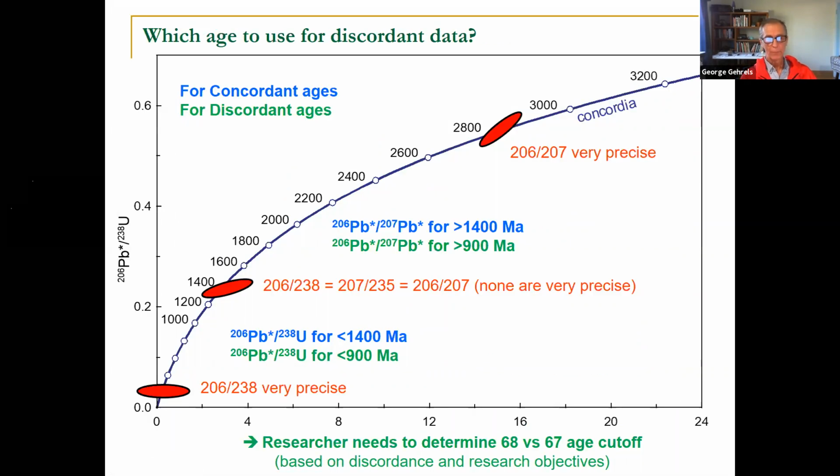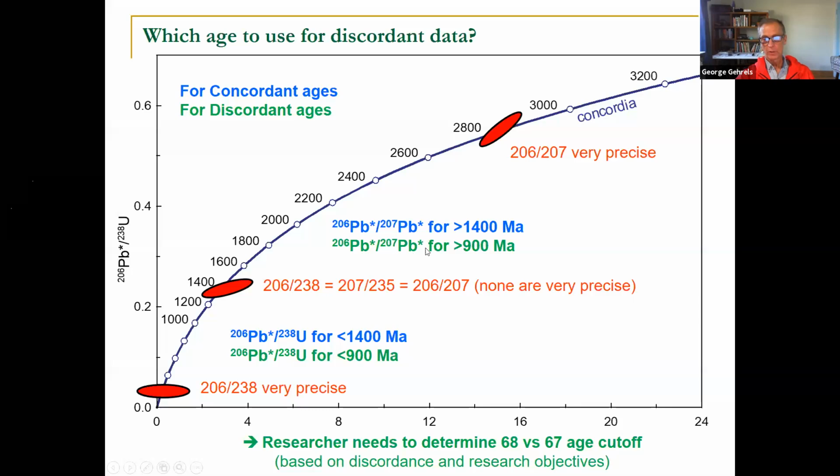So just to recap, when you have concordant zircons, the decision about which one to use is pretty simple. It's the blue values here. If you're older than 1.4 billion years, you're going to use the 206-207 ages. If you're younger than 1.4, you want to use 206-238 ages. It's a little different when they're discordant. It turns out that 206-207 ages are a little bit more accurate than 206-238 ages, and so we would use a cutoff more like 800 or 900 Ma.